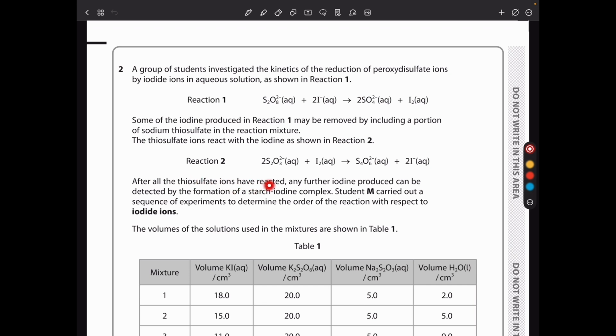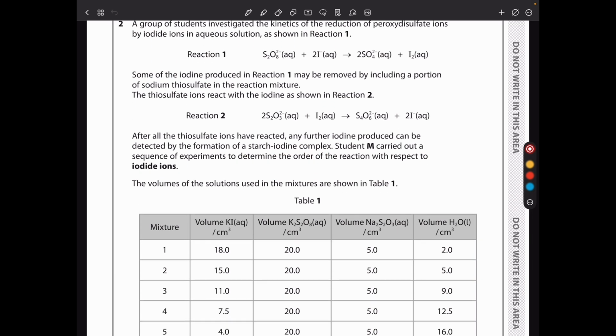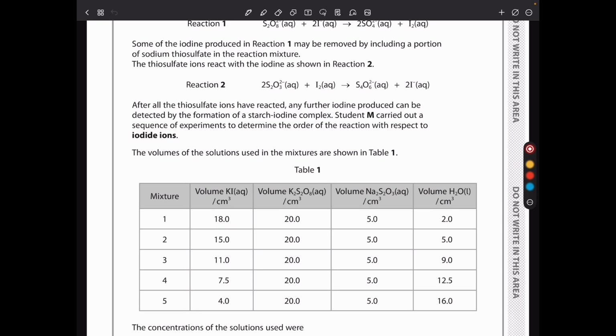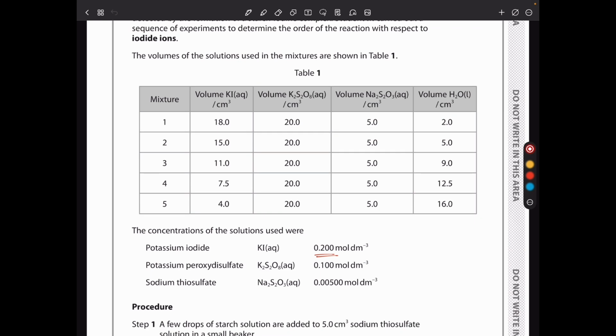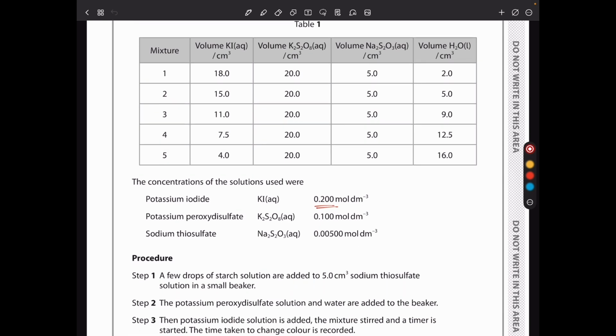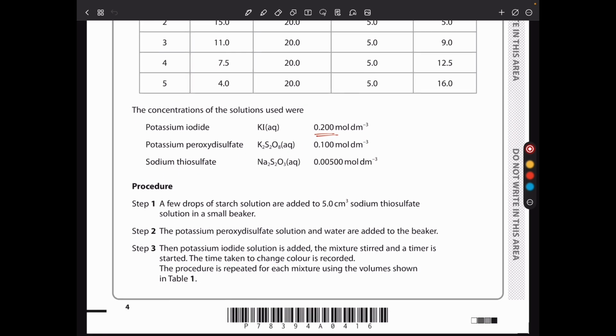After all the thiosulfate ions have reacted, any further iodine produced can be detected by the formation of a starch-iodine complex. Student M carried out a sequence of experiments to determine the order of the reaction with respect to iodide ions. They say the volumes of solutions used in the mixture are shown in the table. We see them here. And they say the concentrations of the solutions used were potassium iodide, potassium peroxydisulfate, and then sodium thiosulfate. We have them there. So this is the procedure.